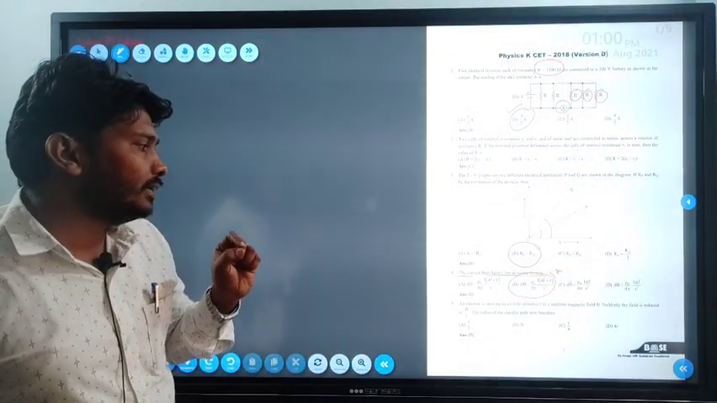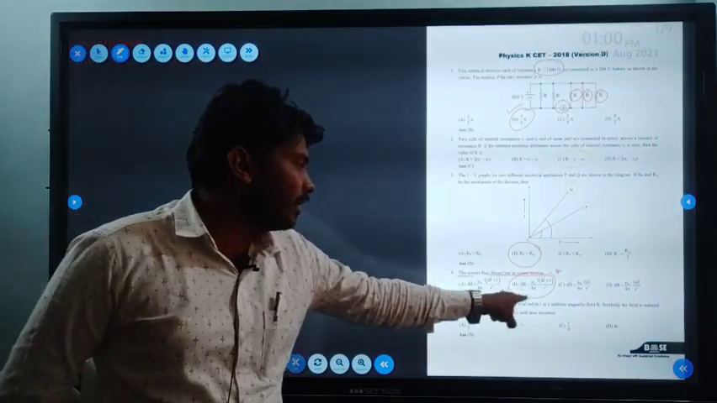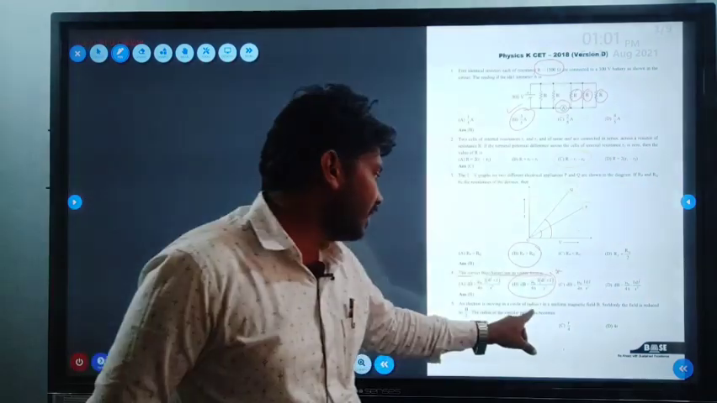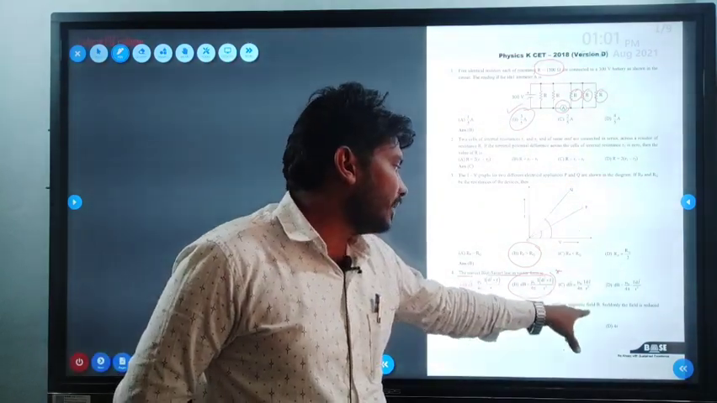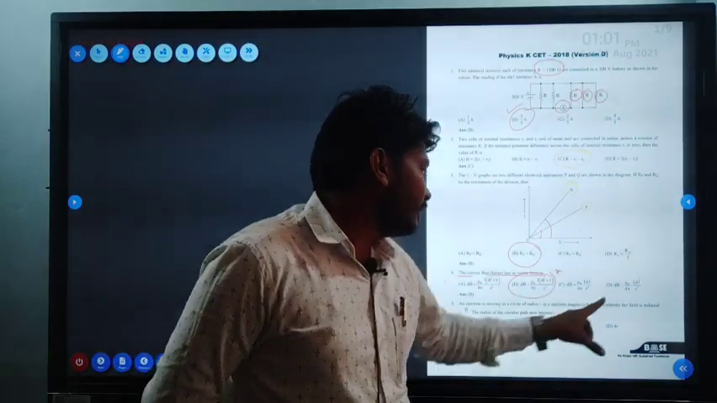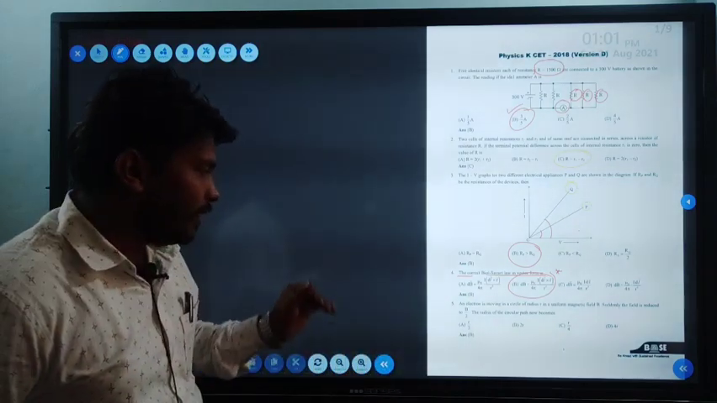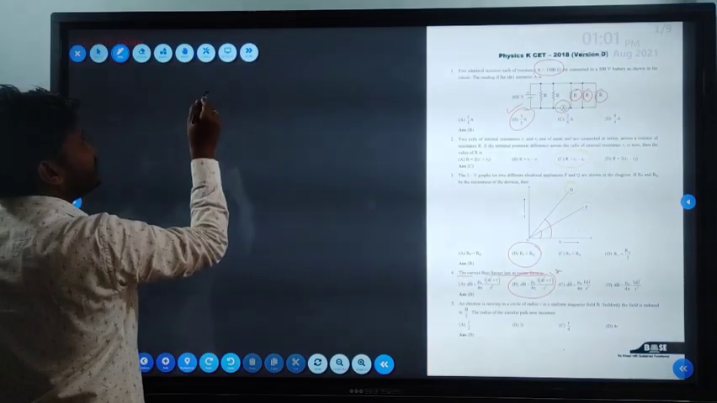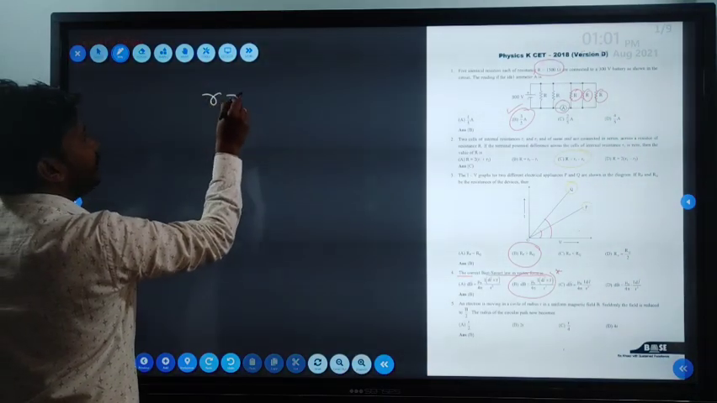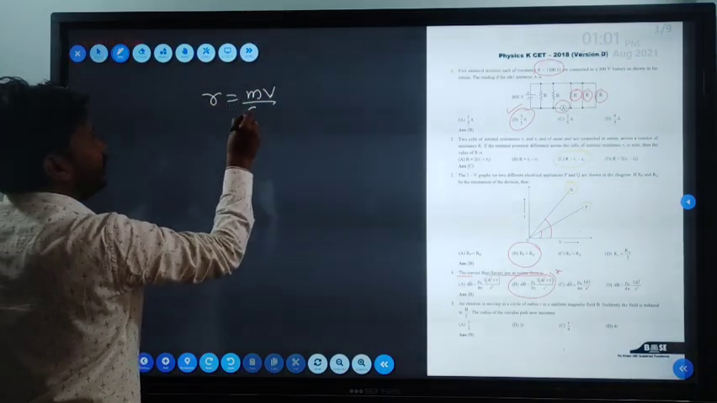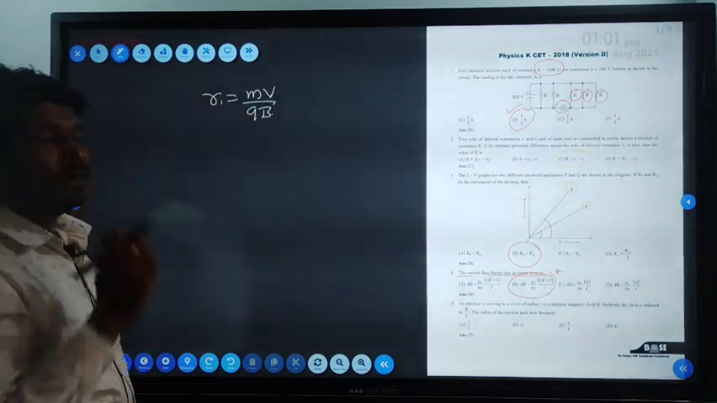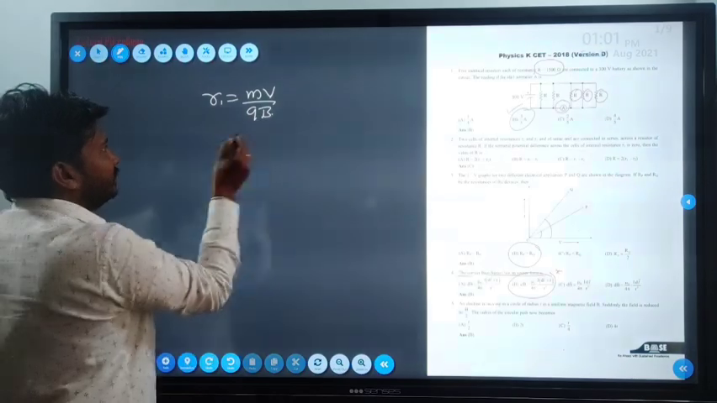An electron is moving in a circle of radius r in a uniform magnetic field. Suddenly the field is reduced to half, B by 2. The radius of the circular path becomes? In the case of moving charges and magnetism, we know the formula R equals M into V divided by Q into B.